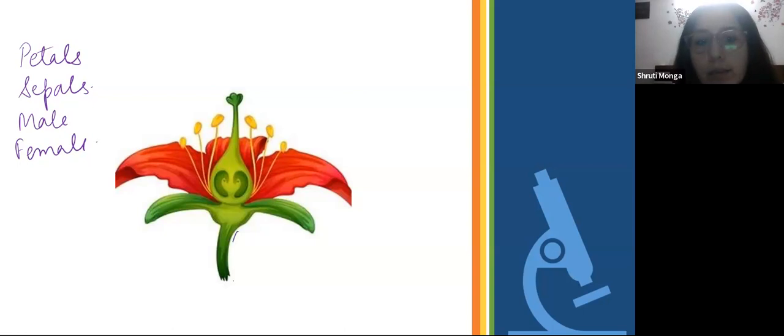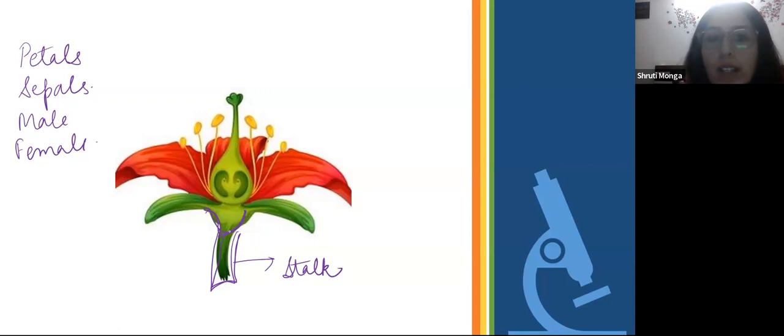So, first of all, the part from which you actually hold a flower is known as the stalk. The swollen part, from which all the other parts of a flower arise, I'm giving you the arrows here, but I will give it to you later. It is known as the receptacle.